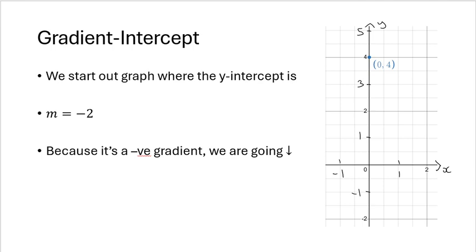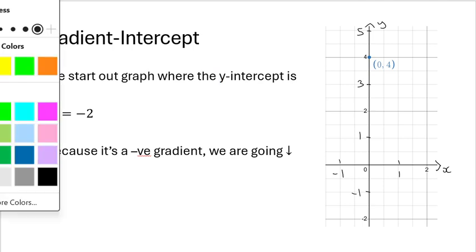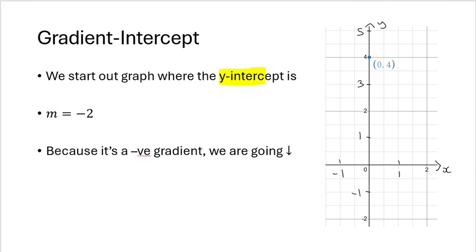Start out the graph where the y-intercept is, which is right here. Okay, as we can see, we've already circled it. It's right here at (0, 4). Now we know that the gradient is a negative gradient. And that means we are going to be going downwards, okay? That's what the arrow here means. It means downwards.